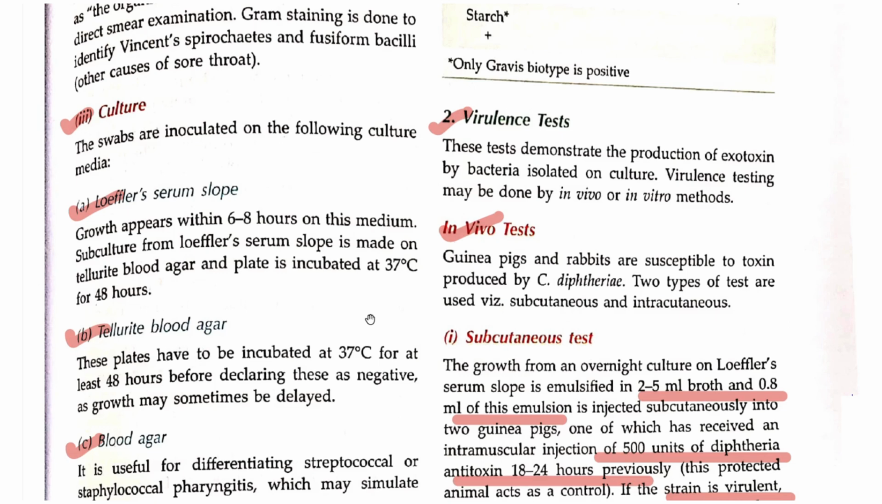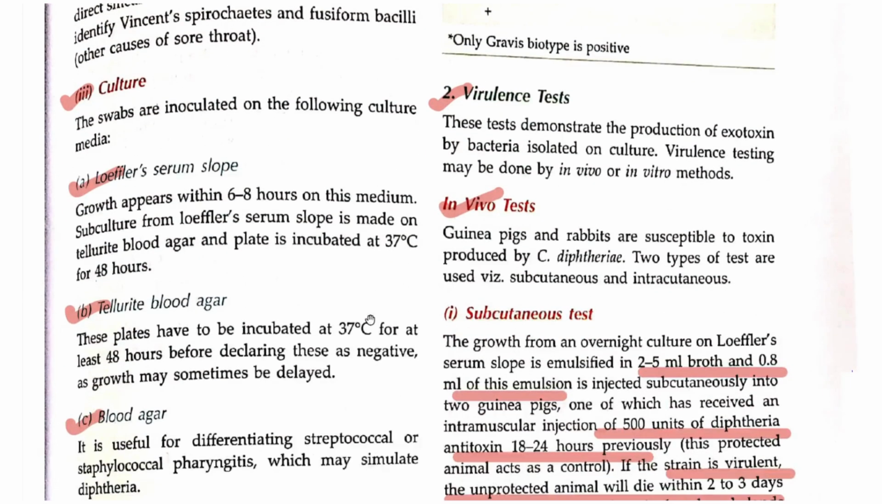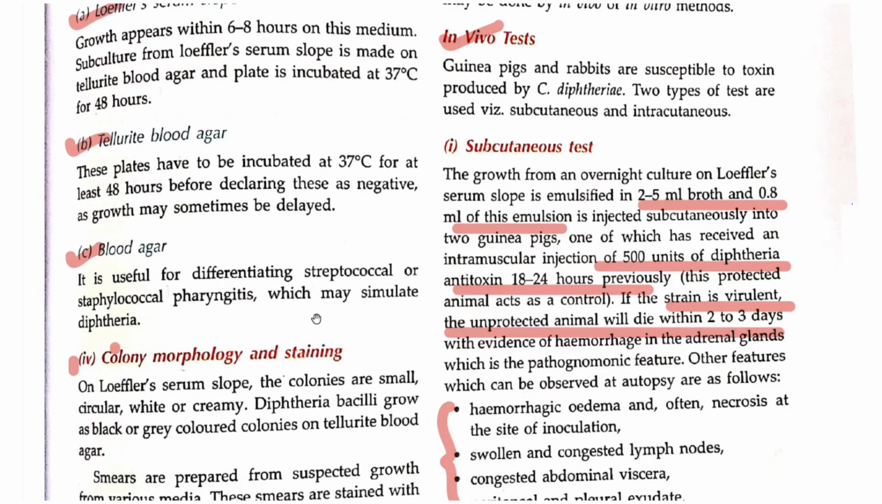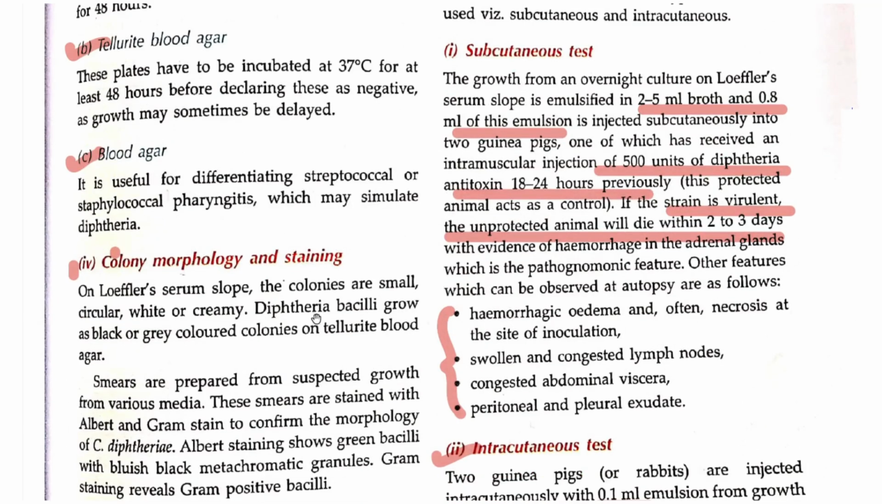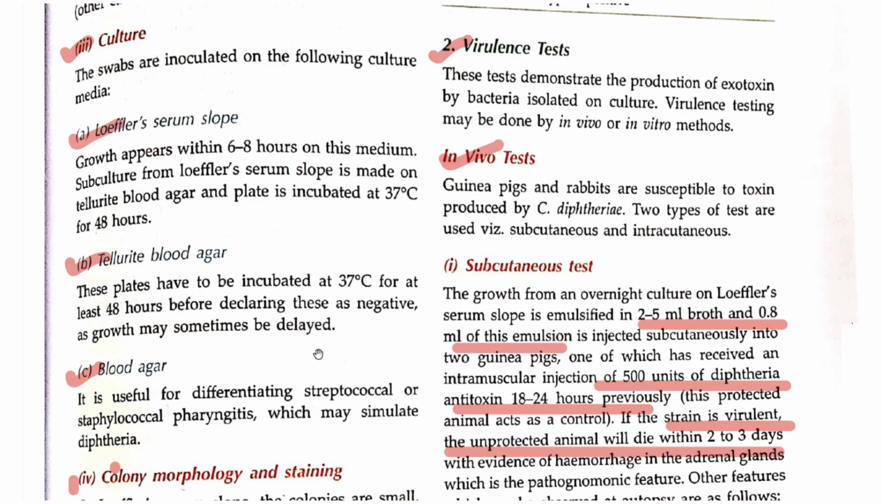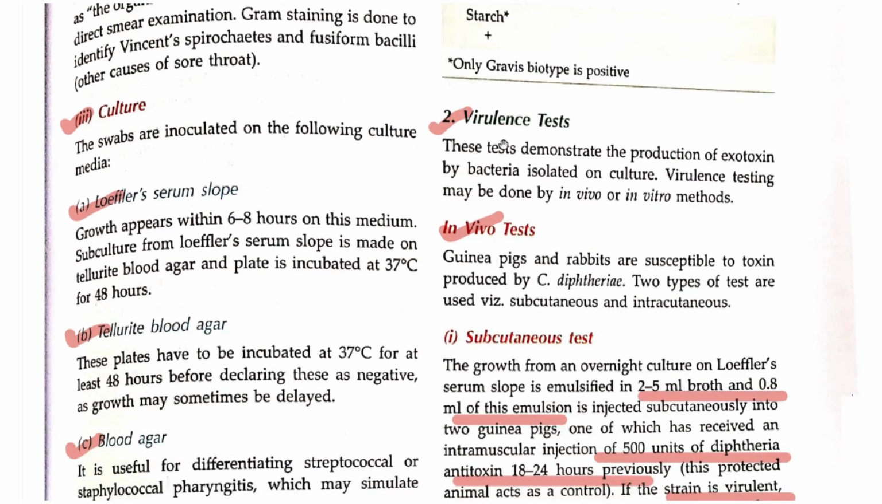So after collection of the specimen, you view it under direct microscopy, then we do the culture. In the culture, you have to write about 3 different culture media: Loeffler's serum slope, tellurite blood agar, and a normal blood agar. Then comes colony morphology and staining. In this part, you can write what we had initially learned about the tellurite blood agar and the Chinese letter pattern. Next is the virulence test.